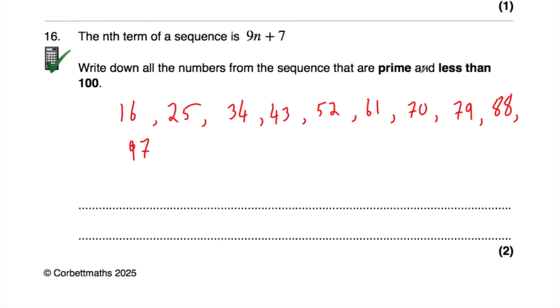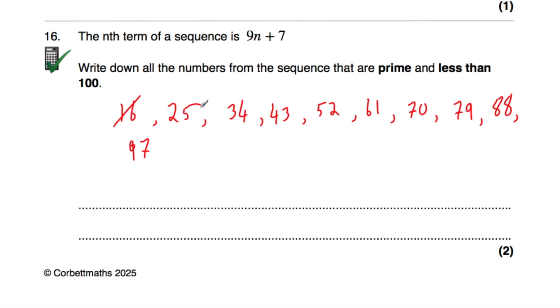I'm not going to add another 9 because then we would have a term that is bigger than 100, when we're looking for numbers in this sequence that are prime and less than 100. So now let's find the prime numbers in this list. Remember, a prime number is a number that's only divisible by 1 and itself. So 16 is divisible by 1 and 16, so 1 and itself, but it's also divisible by 2 and 8 and also 4. So 16 is not prime.